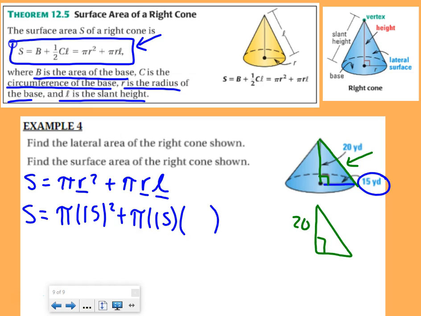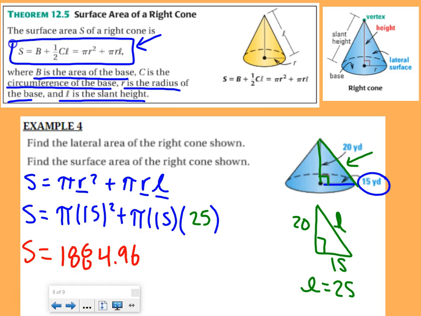So we know we have 20 here. We're looking for our slant height, which is L. And 15. Use your Pythagorean theorem, and we get L is equal to 25. Now we have all the pieces to our formula. We just need to plug those into a calculator, and that gives us 1884.96 yards squared. Now that is just a surface area piece, which I did first.